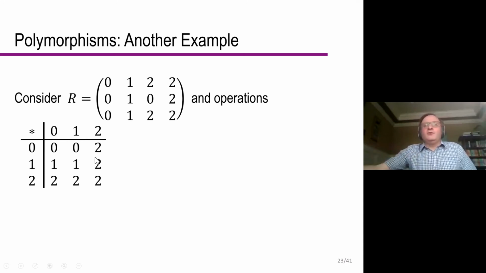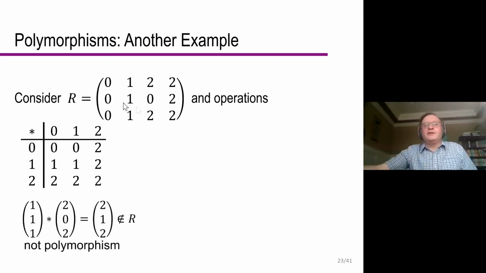Let's see if this operation star is actually a polymorphism of our relation R. I claim it's not, because if I multiply 1, 1, 1, which is a tuple here, by 2, 0, 2, which is another tuple here, I get something. Let's try to multiply. 1 by 2 is 2. 1 by 2 is 2. And 1 by 0 is 1. Well, I get another tuple, and this tuple is not in the relation. Therefore, it's not a polymorphism. This is how I can conclude that something is not a polymorphism.